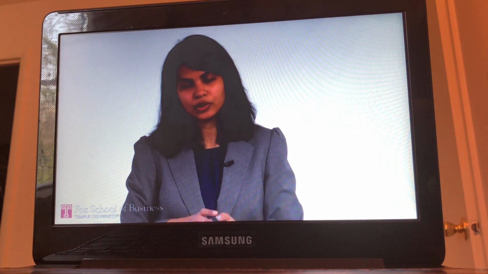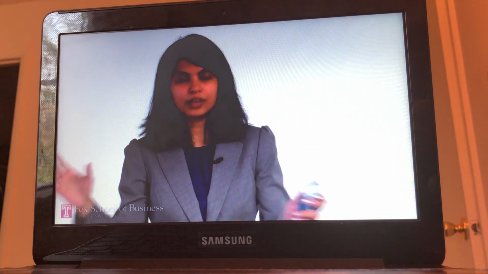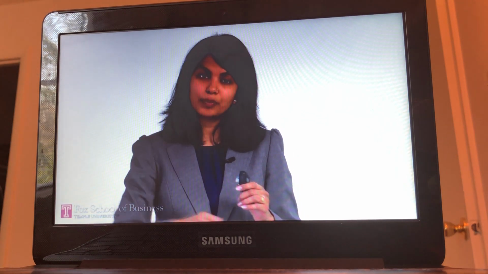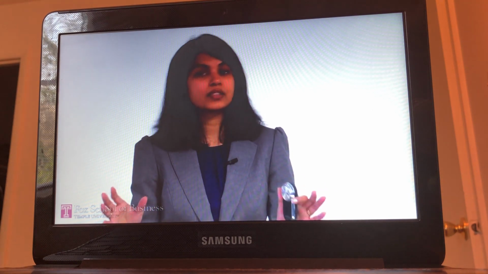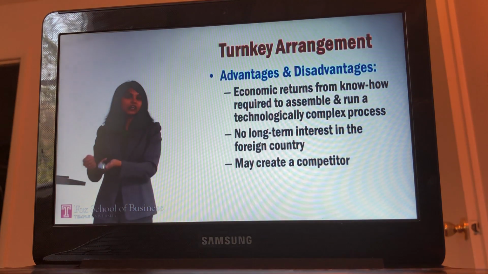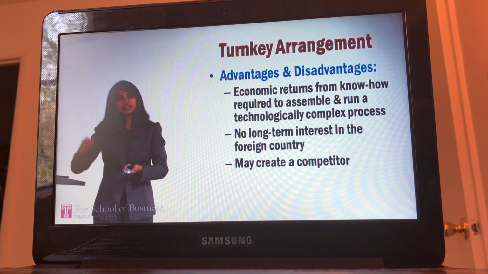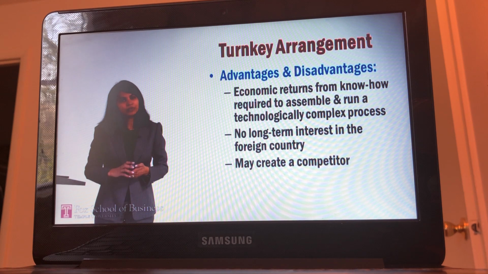Let's take the example of a nuclear plant. It will design the plant, build the plant, make it fully functional, and even hire the employees and train them. And when the plant is fully functional, it will just hand over the key. That is why it is known as a turnkey project. Just hand over the key to the party which had given it this contract. And in return, the foreign firm gets a lump sum amount of money according to the contract.